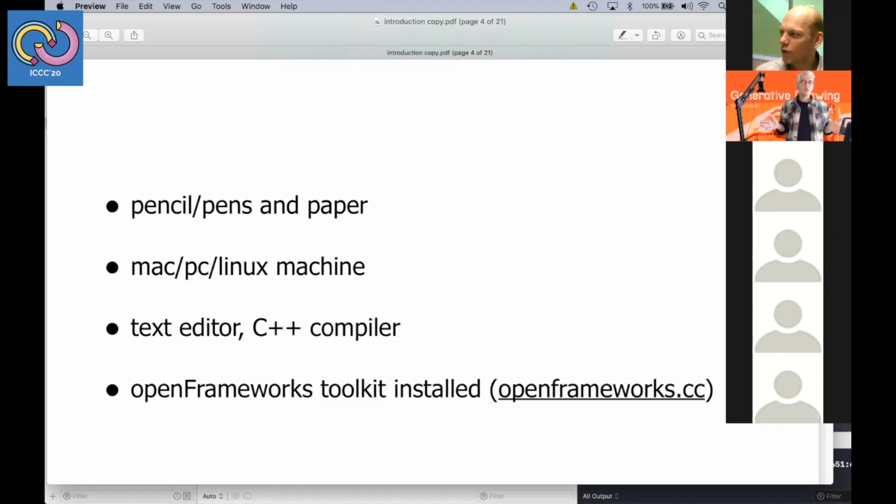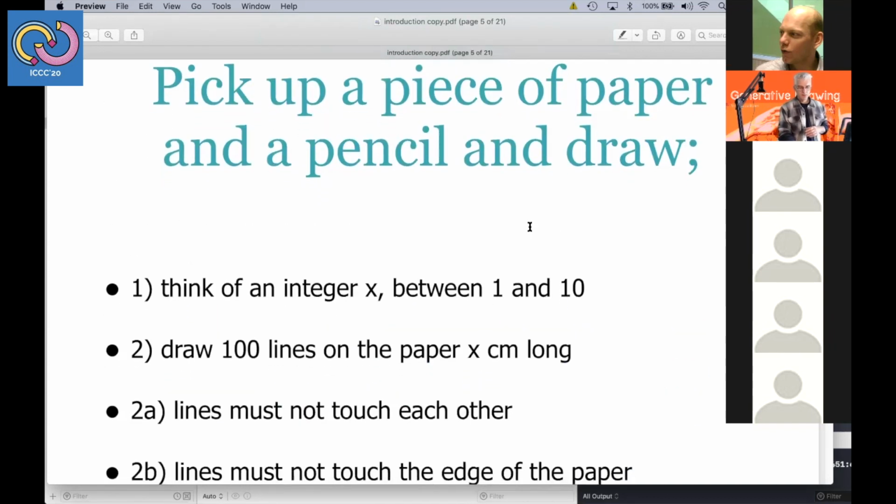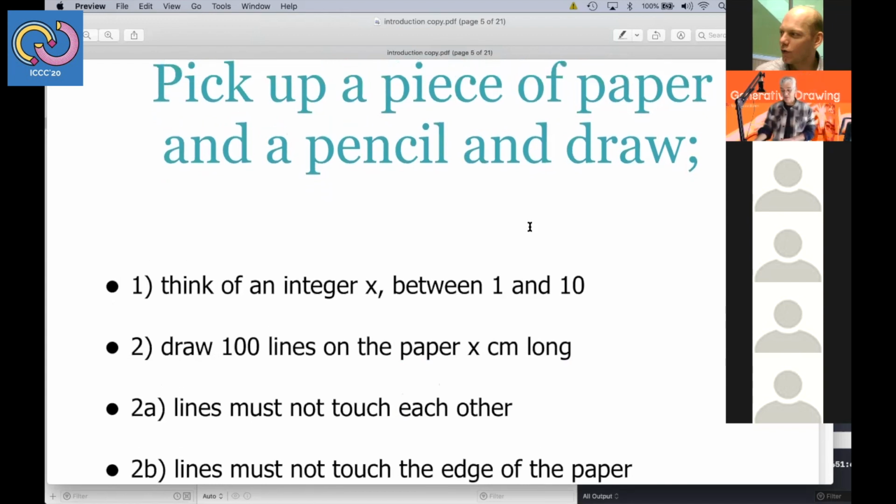So we're all here today, and the idea is looking at this issue of working with machines, either from a computational or an engineering computer science side, or from a creativity interest, or from an artistic interest. And I want to start with a very simple thing. And I'd like everyone to, if you have, pick up a piece of paper and a pencil and draw.